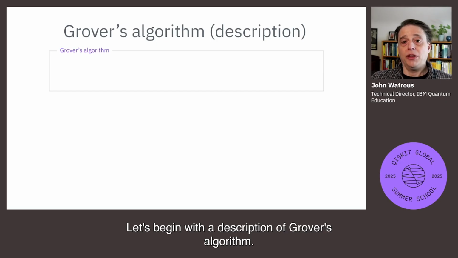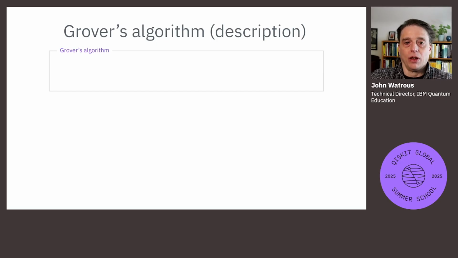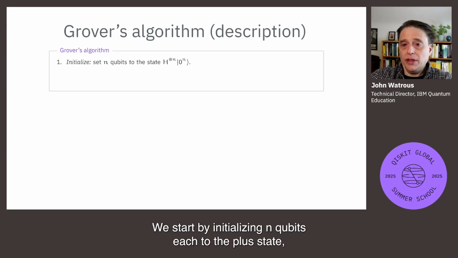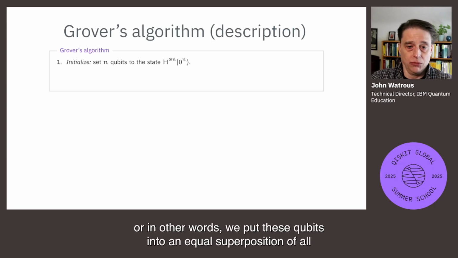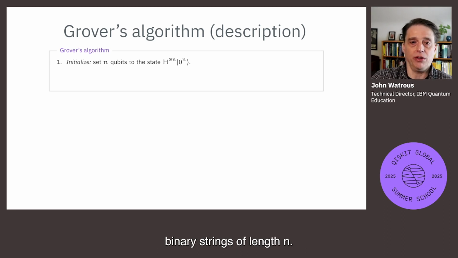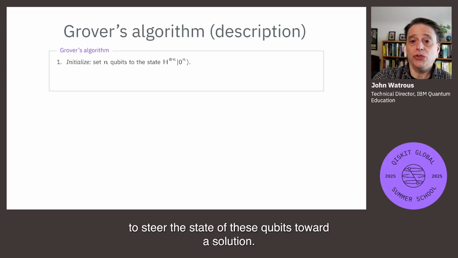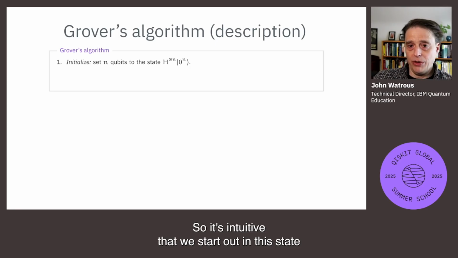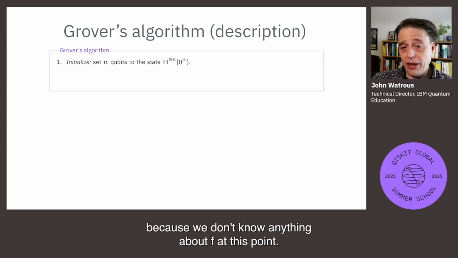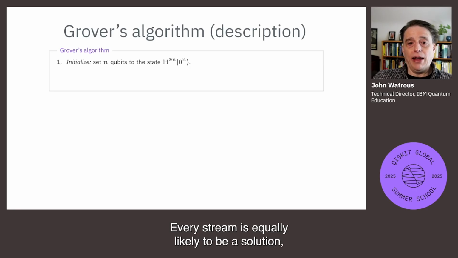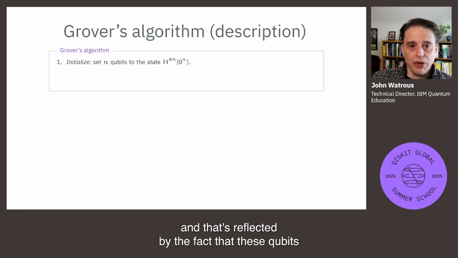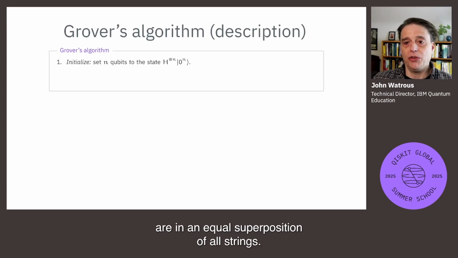Let's begin with a description of Grover's algorithm. We start by initializing little n qubits each to the plus state, or in other words, we put these qubits into an equal superposition of all binary strings of length n. What we're going to do is effectively to steer the state of these qubits toward a solution. So it's intuitive that we start out in this state because we don't know anything about f at this point. Every string is equally likely to be a solution, and that's reflected by the fact that these qubits are in an equal superposition of all strings.